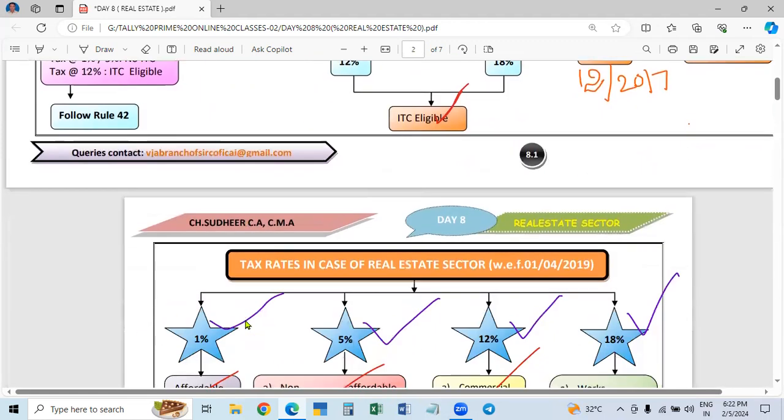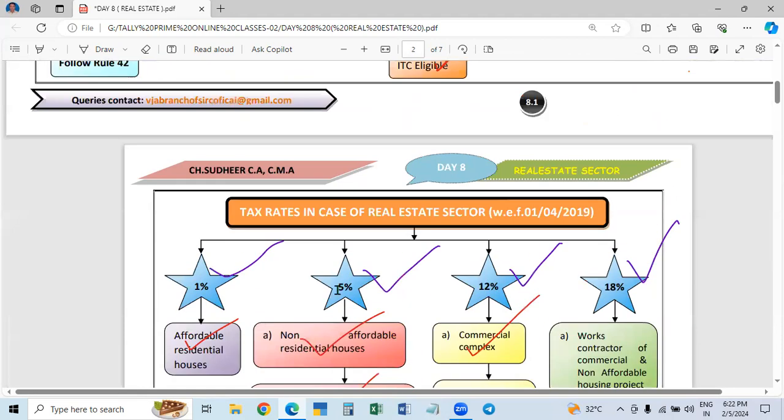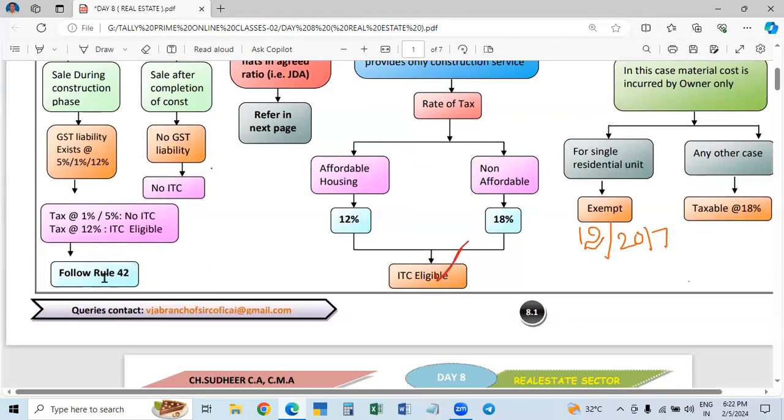So here, what is the rate of tax for that? If the carpet area of the commercial area is not exceeding 15% of the total area, then the rate will be 5%. Okay, this is regarding the ITC. In this case, we purchase inputs, that means cement, steel, bricks, sand, etc. Input is goods. Input services means services of masons, labor, carpenters, plumbers, electricians, all these services.